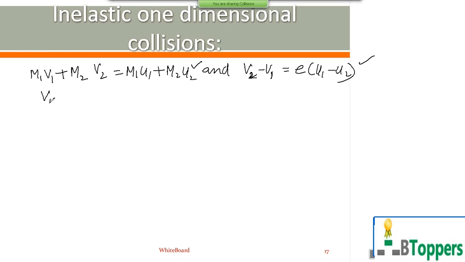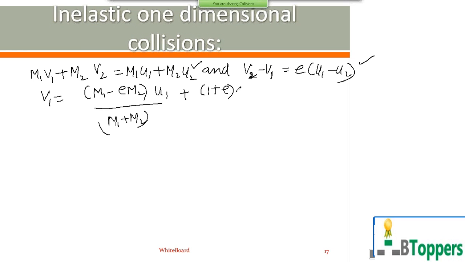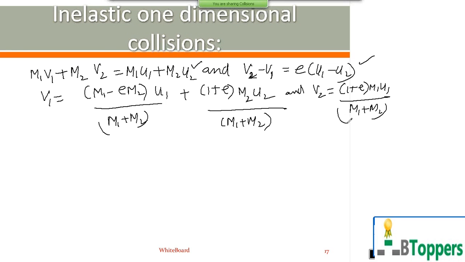If you solve these two equations for v1 and v2, you get v1 equal to (m1 minus e m2) into u1 by (m1 plus m2) plus (1 plus e) into m2 u2 by (m1 plus m2), and you get v2 equal to (1 plus e) into m1 u1 by (m1 plus m2) plus (m2 minus e m1) into u2 by (m1 plus m2).